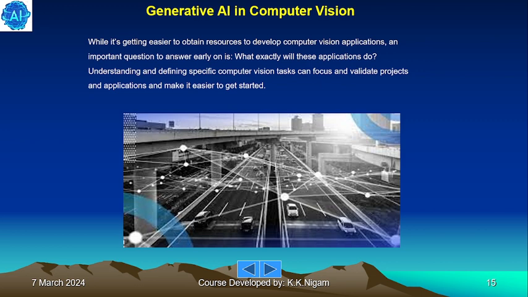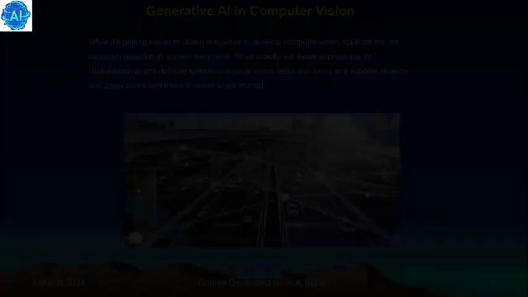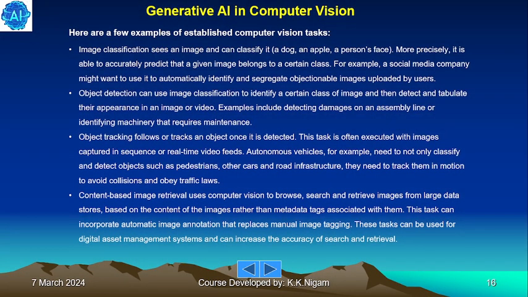While it's getting easier to obtain resources to develop computer vision applications, an important question to answer early on is what exactly will these applications do? Understanding and defining specific computer vision tasks can focus and validate projects and applications and make it easier to get started. Here are a few examples of established computer vision tasks.